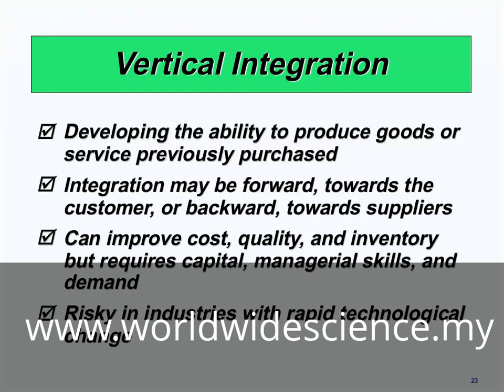So, when your company decides to purchase a supplier and produce its required or needed products, it should consider these items: capital, managerial skills, and demand. And the last one is risk in an industry with rapid technological change.